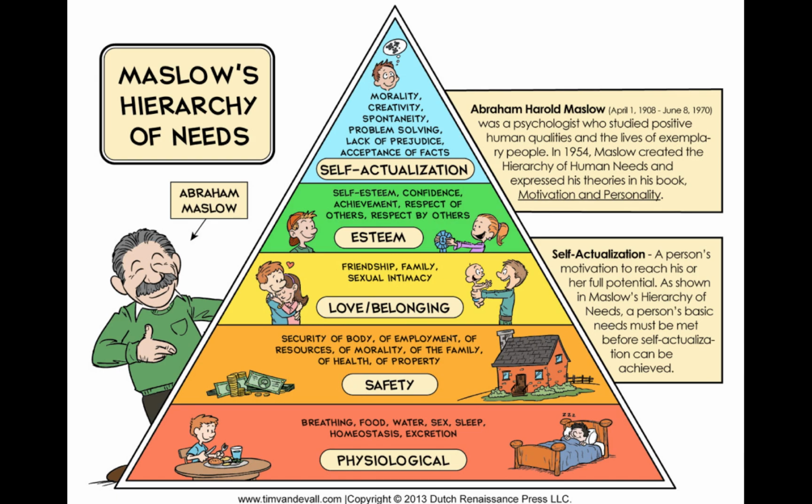Now, if that's set, then we can move to the safety level of security of body, employment, resources, morality, the family, health, property, all that stuff. And then from there, once those needs are satisfied, then we can start talking about love and belonging and esteem. And finally, if we can move through all these stages, we can get to the top, where we really focus on self-actualization.